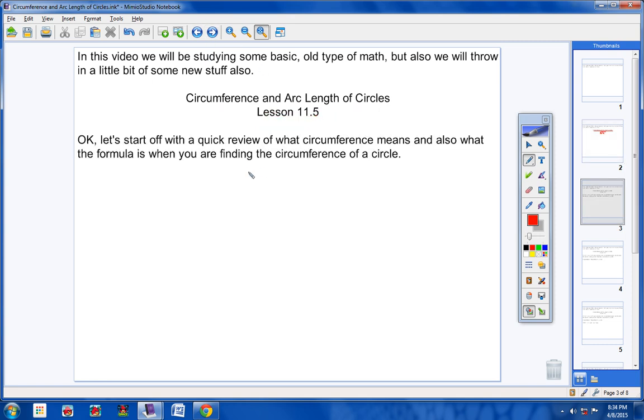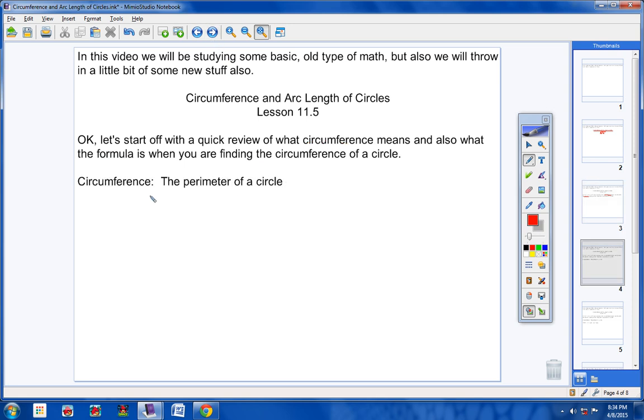Now, let's start off with a quick review of what circumference means and also what the formula is when you're finding the circumference of a circle, okay? Pretty elementary, like elementary school or middle school, but let's just make sure no one's confused and make sure everyone understands this, okay?